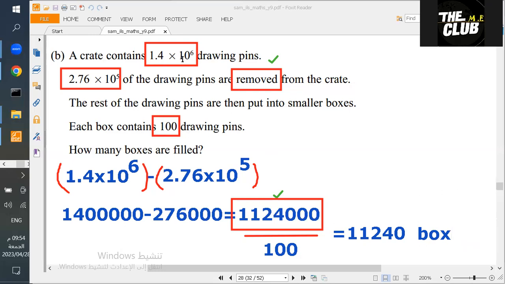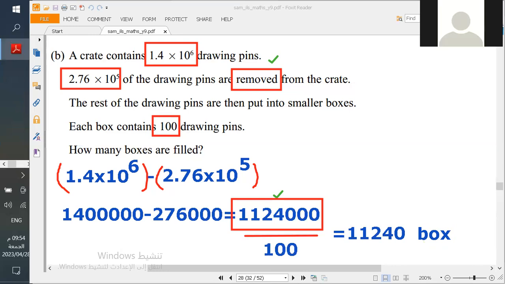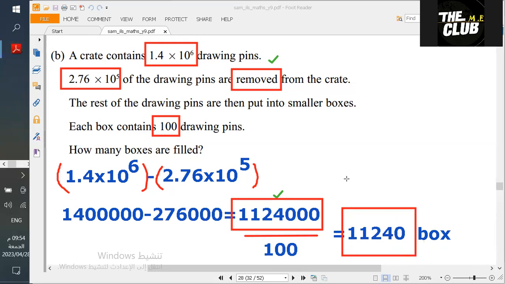That's the idea. So what did I do first? I did subtraction, because it said removed. Then I found the remainder and divided it into boxes, each box has 100, so divide by 100, and I get the number of boxes used. Easy? Okay, good. This final answer, if you put it like this, no problem; if you do it in standard form, no problem. If they didn't ask for it, it's okay.